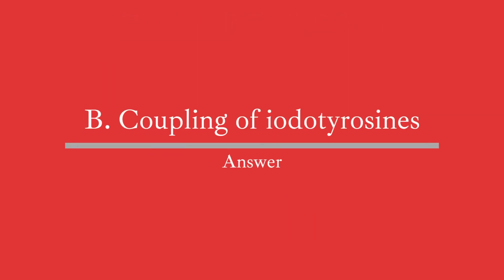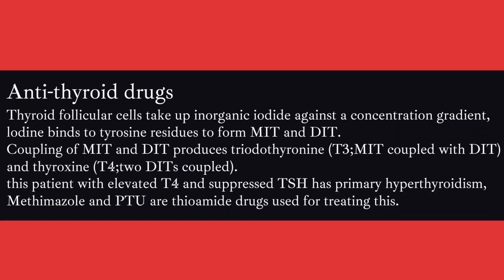Congratulations if your answer is B, which is coupling of iodotyrosines. This question is designed with the focus to assess your ability to apply foundational science concepts. Thyroid follicular cells take up inorganic iodide, which is called iodide trapping, against a concentration gradient using a sodium iodide symporter. Iodide is then released into the thyroid follicular lumen, where it is oxidized to iodine radical by thyroid peroxidase.